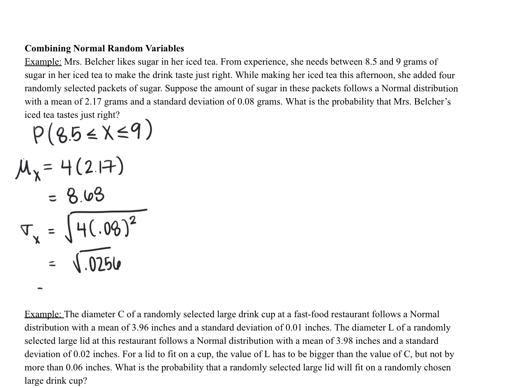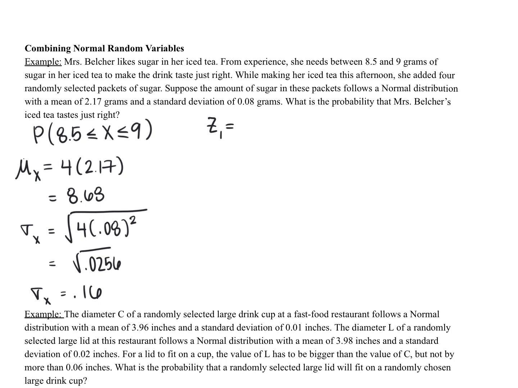And then you take the square root and you get a standard deviation of 0.16. So now I have the mean and standard deviation for 4 packets of sugar instead of just 1. So now I can go ahead and do exactly like we did in our previous examples. I can find my 2 z-scores.